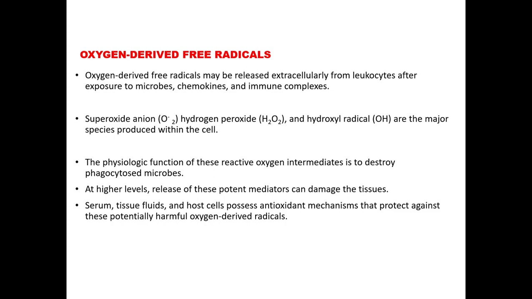Oxygen-derived free radicals may be released extracellularly from the leukocyte after exposure to microbes, chemokines, and other immune complexes. Superoxide anion, hydrogen peroxide, and hydroxyl radical are the major species produced within the cell. The physiological function of these reactive oxygen intermediates is to destroy the phagocytosed microbes. At a higher level, release of these potent mediators can damage the tissue. Serum, tissue fluid, and the host cell possess antioxidant mechanisms that protect against these potentially harmful oxygen-derived radicals.